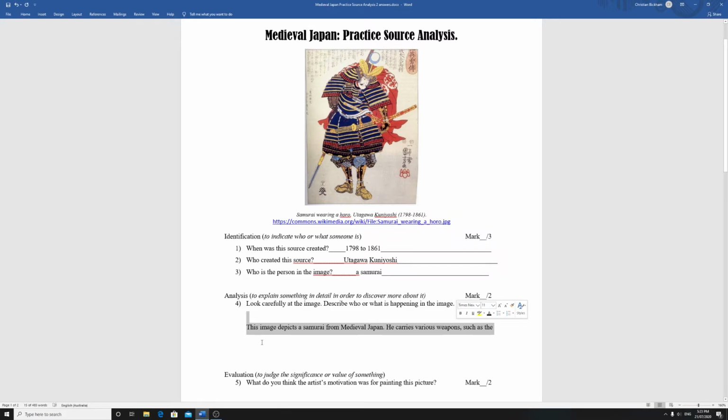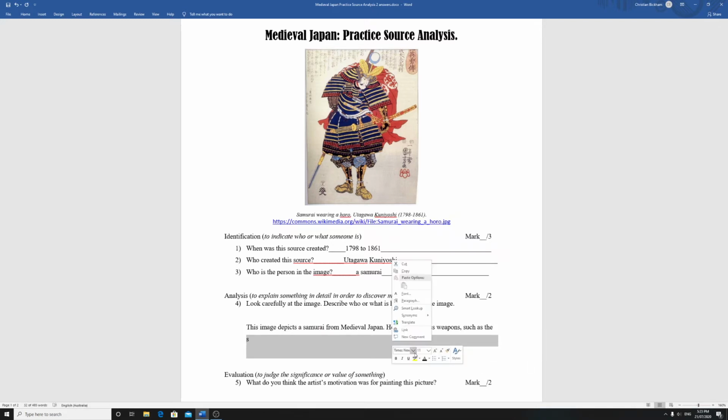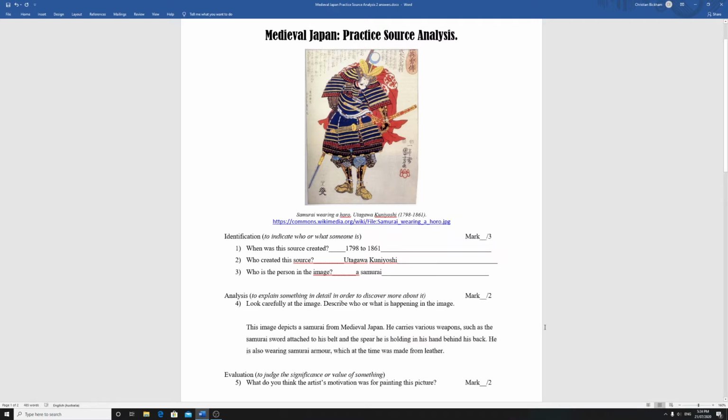This image depicts a samurai from medieval Japan. He carries various weapons such as the samurai sword attached to his belt and the spear he is holding in his hand behind his back, which is here. You can see the top of the shaft of the spear there, and then the blade there, and he's holding it behind his back.